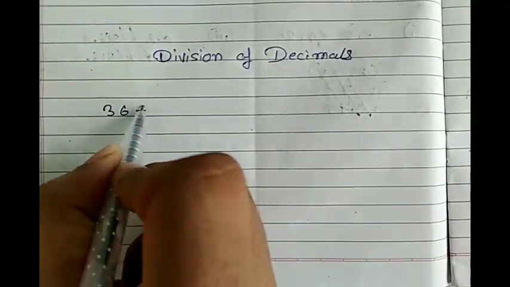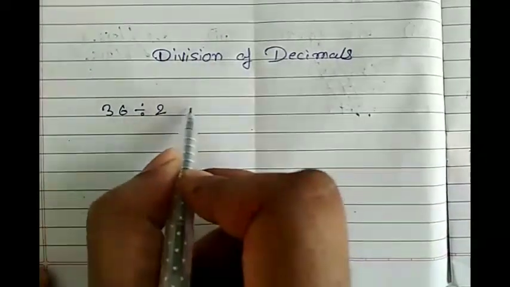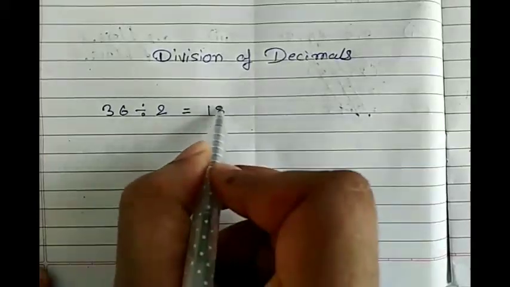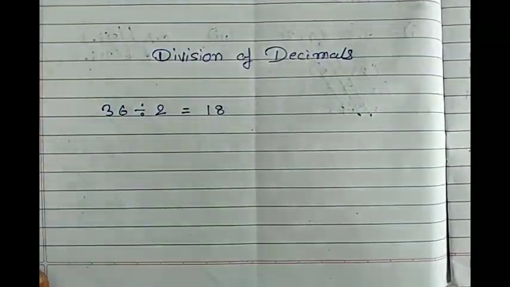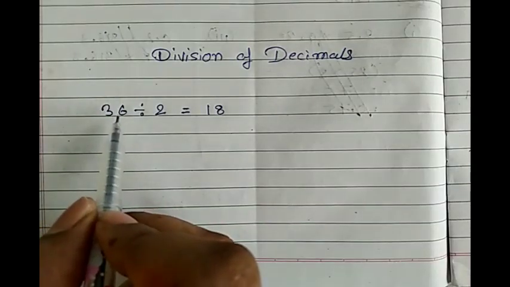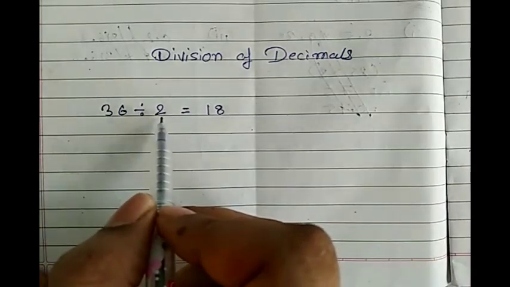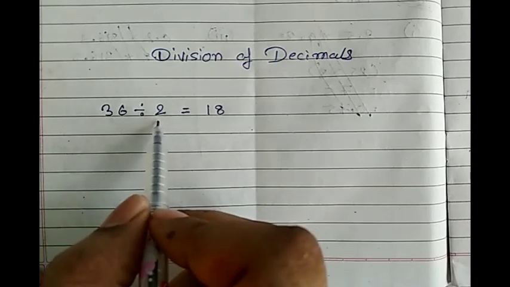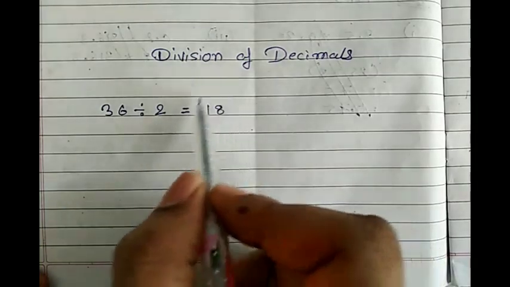36 divided by 2, we get 18. A simple division. The number we have to divide is the dividend. The number by which we divide the dividend is the divisor, and the answer we get is the quotient.